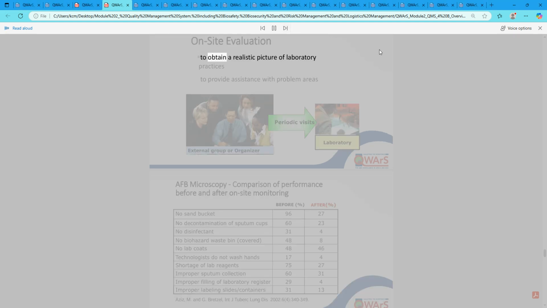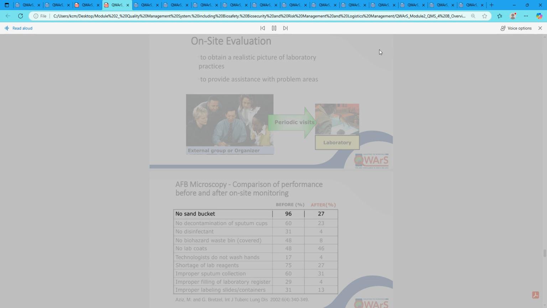On-site evaluation: to obtain a realistic picture of laboratory practices and to provide assistance with problem areas. Periodic visits by an external group or organizer to the laboratory. AFB microscopy: comparison of performance before and after on-site monitoring.